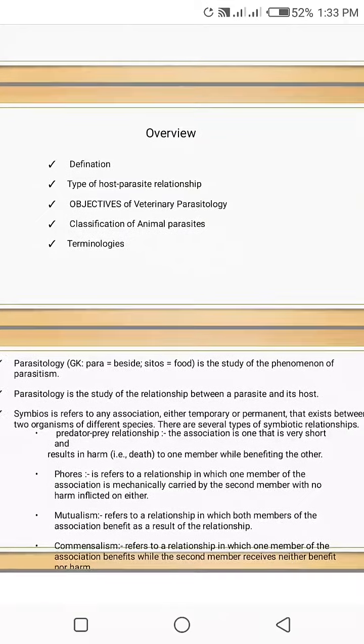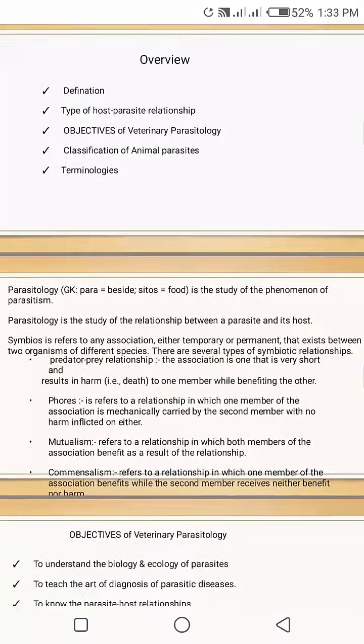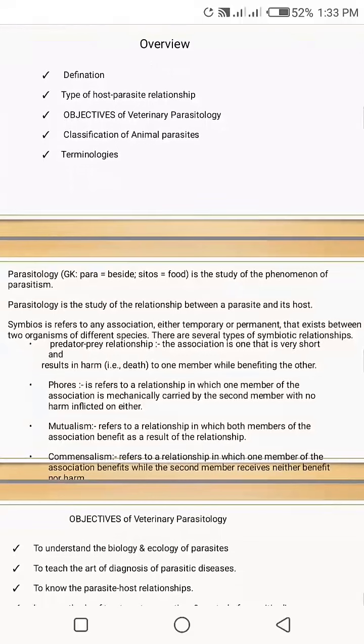So first of all, let's see what parasitology means. Para came from the Greek word para, meaning beside, and sitos, meaning food. It's the study of the phenomena of parasitism. Parasitologists study the relation between the parasite and the host. This relationship is called symbiosis. Symbiosis means any association, temporary or permanent, that exists between different organisms.